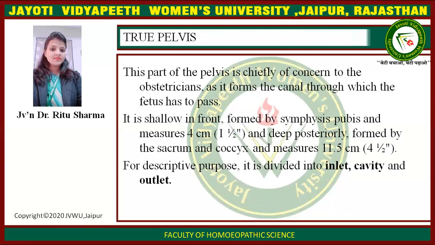The true pelvis is chiefly of concern to the obstetrician as it forms the canal through which the fetus has to pass. It is shallow in front, formed by the symphysis pubis, and measures 4 cm, and deep posteriorly, formed by the sacrum and coccyx, and measures 11.5 cm. For descriptive purposes, it is divided into three parts: first the inlet, second the cavity, and third the outlet.